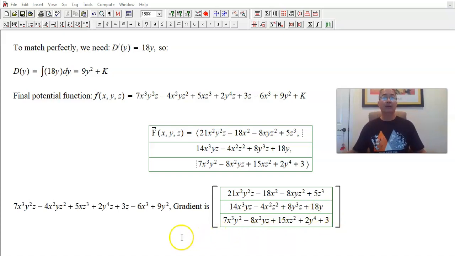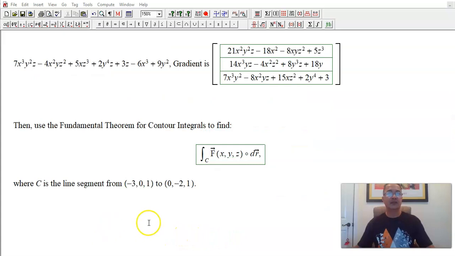Okay, great. I hope you agree that this process is kind of fun. You're trying to look for this function, you're doing antiderivatives, partial derivatives. It's a lot better than the horrific algebra that you would have to do by parametrizing this line segment.